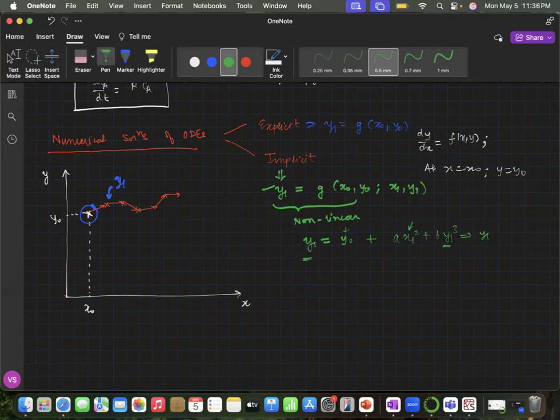Both of them are useful. Explicit methods are mostly useful because they are simple, they're simple to code, they take less time to solve, to compute. Implicit methods are useful because they are more accurate, they are more stable.